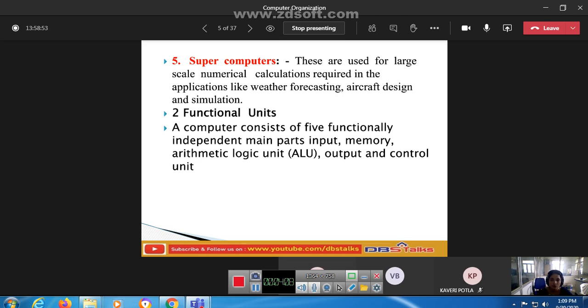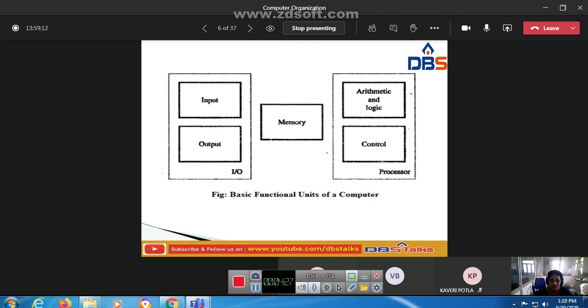Next, functional units. What is meant by functional units? A computer consists of 5 functionally independent main parts: input, memory, arithmetic logic unit, output and control unit. These are the 5 important units in the functional units. This is the basic structure of input, output, memory, arithmetic and logic, and control.